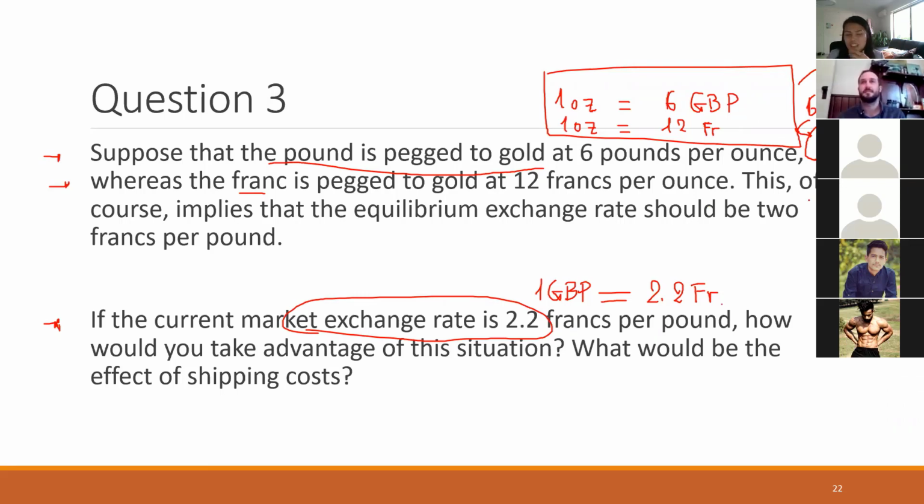That's okay. So in simple terms, if I see these two prices here in the market, where do I want to buy and where do I want to sell? Are you from France or the United Kingdom in this case?